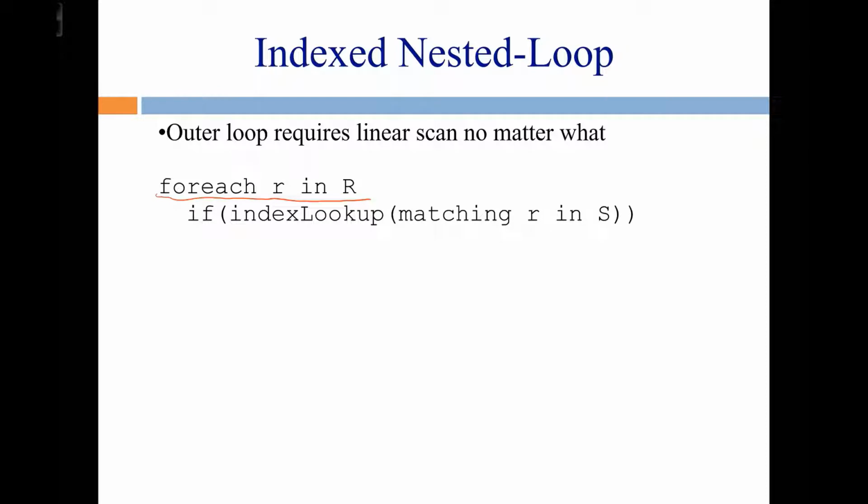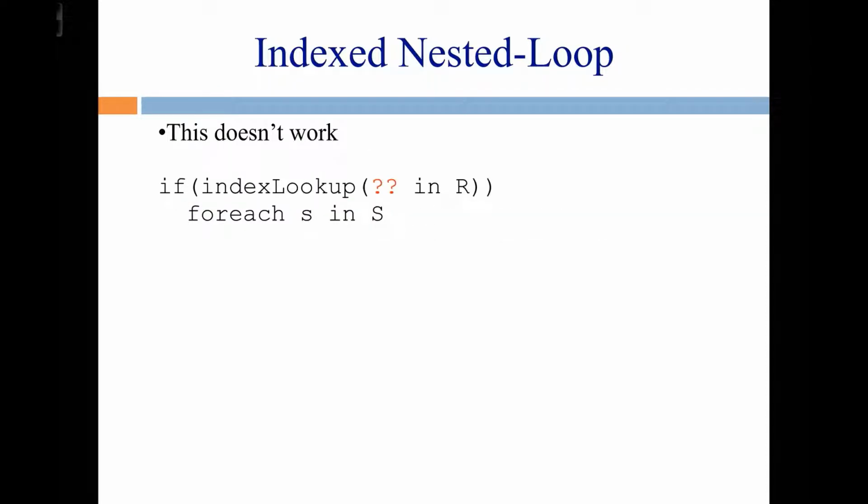If we tried to do it like this, where we put the index in the outer relation R, it doesn't really work, because we need something to search for in order to be able to do an index lookup. So what do we search for? And we can't. So we would essentially have to turn this back into just a full nested loop. So you always want the index to be on the inner relation.